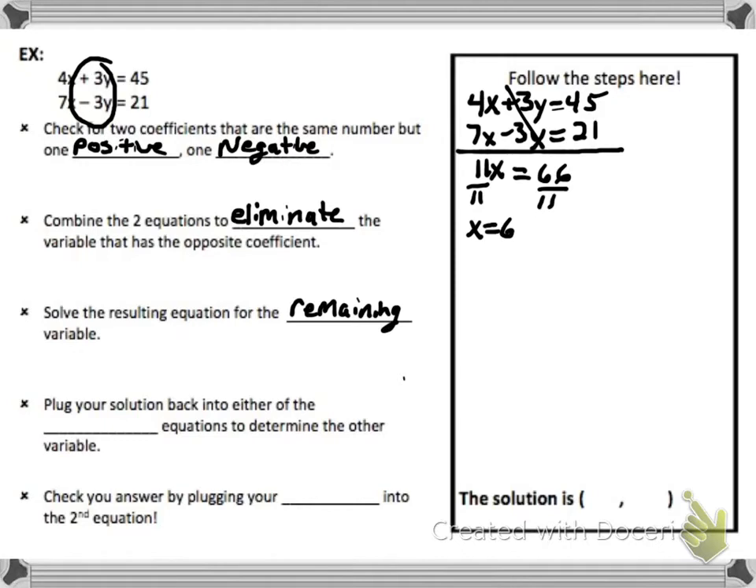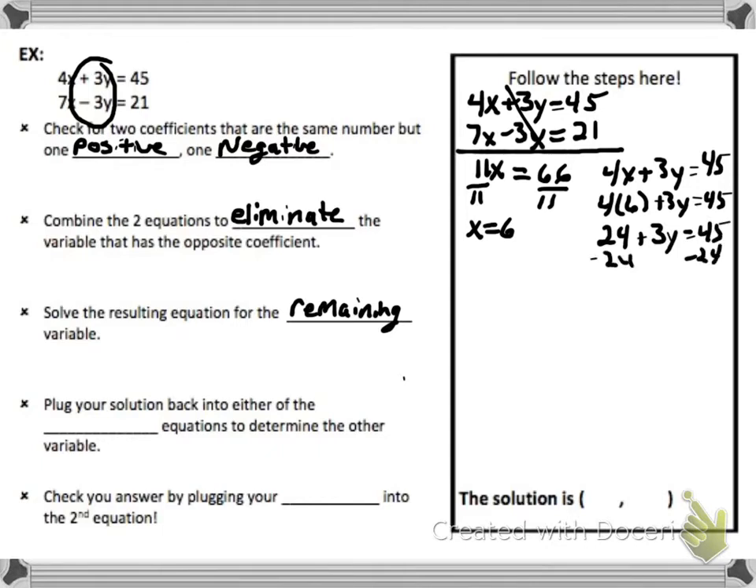Now we plug this back into one of the two original equations. I'll plug it into the first one, 4x plus 3y equals 45. I get 4 times 6 plus 3y equals 45, which is 24 plus 3y. Subtract 24 on both sides, and I get 3y equals 21. Divide by 3, and y equals 7.